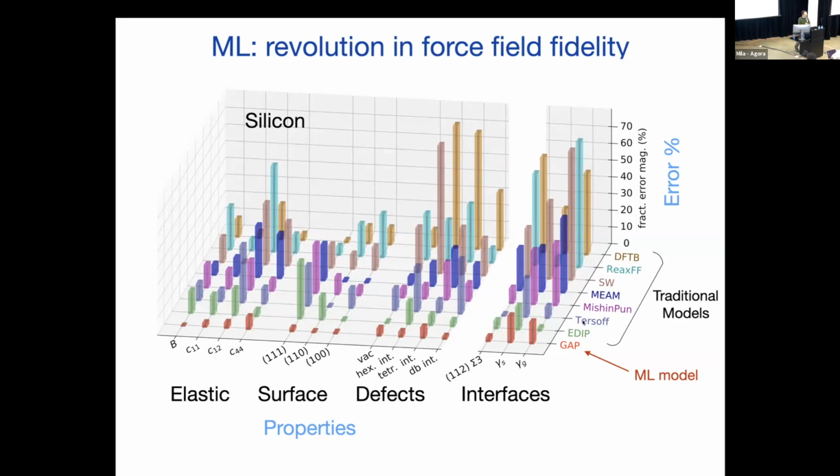And the ML model is the red one. So you get a uniform, simultaneous drop in error to about 5%, and it's controllable. So if I turn up the basis set, I get a better model.